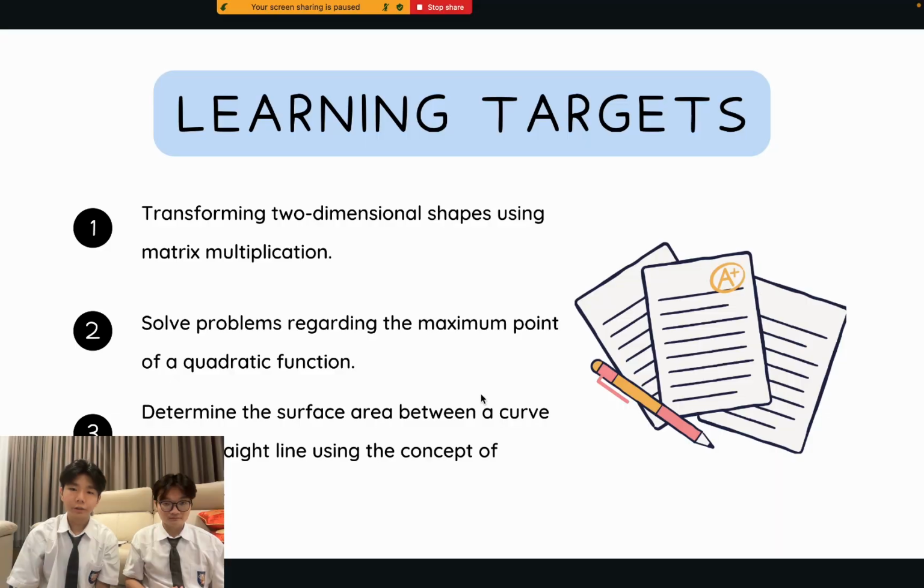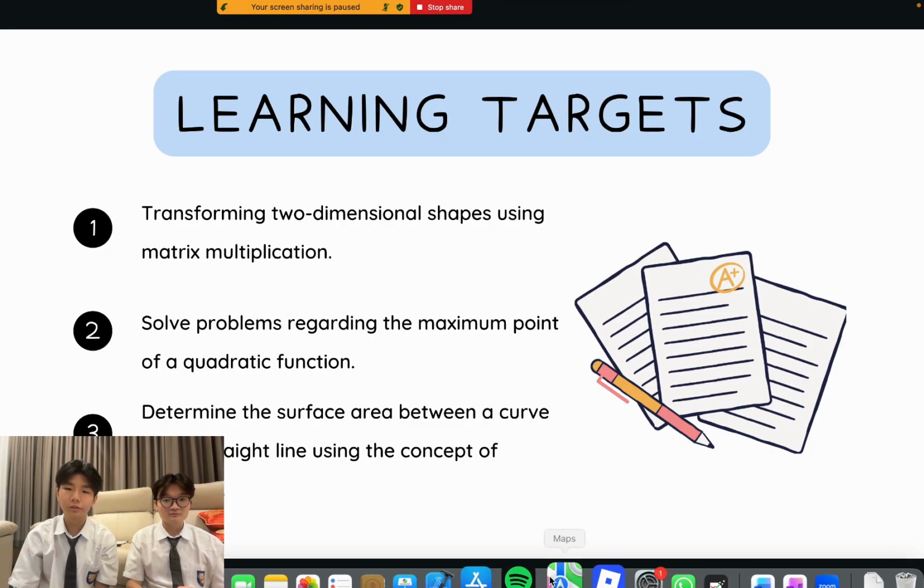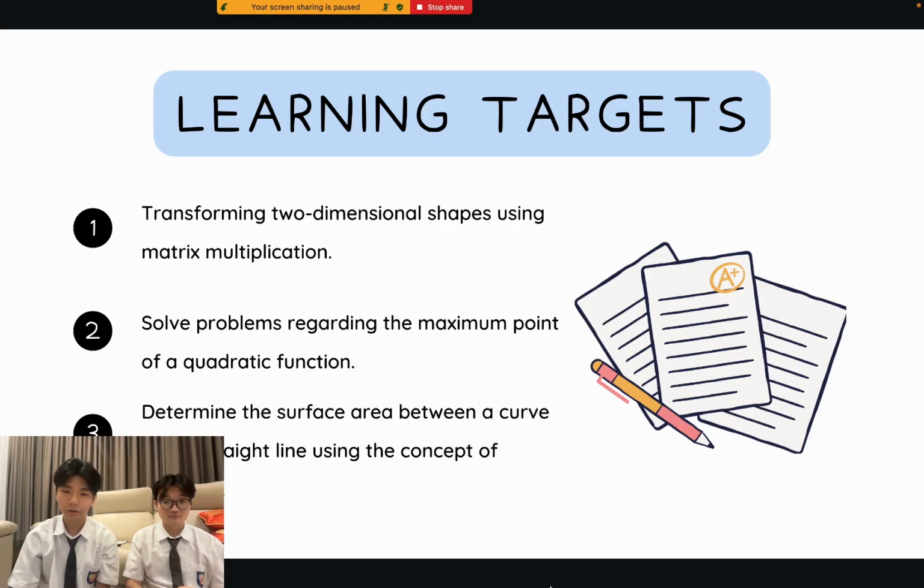So in this video we're going to explain three materials. The first is transforming two-dimensional shapes using matrix multiplication. The second is solving problems regarding the maximum point of a quadratic function, and the last is determining the surface area between a curve and a straight line using the concept of definite integrals.